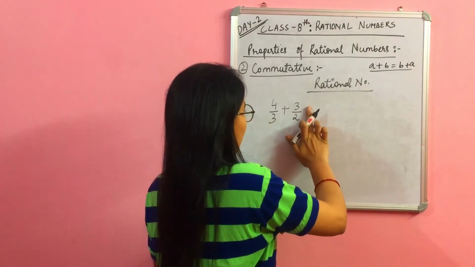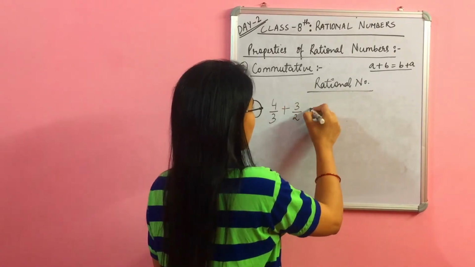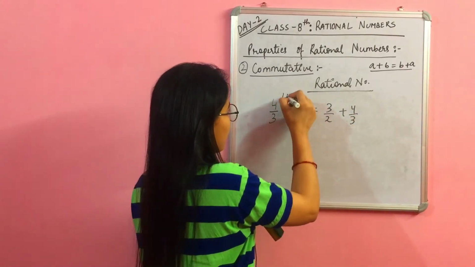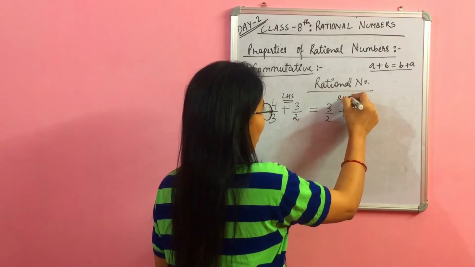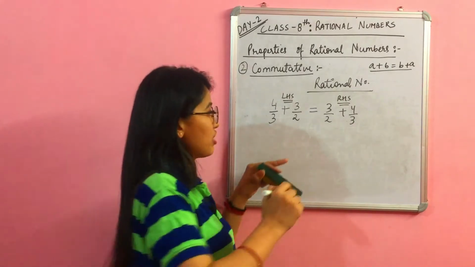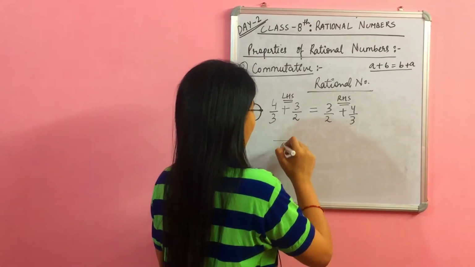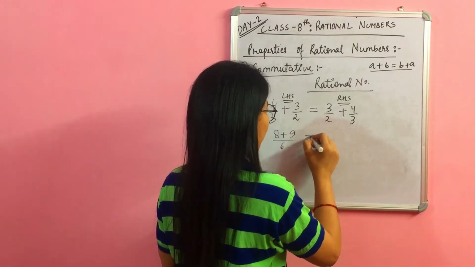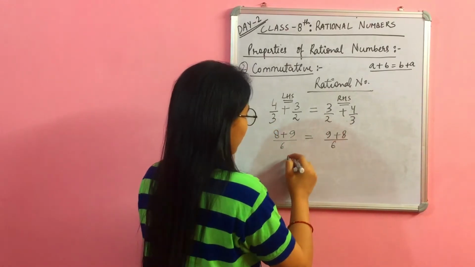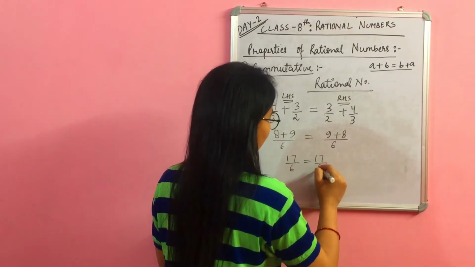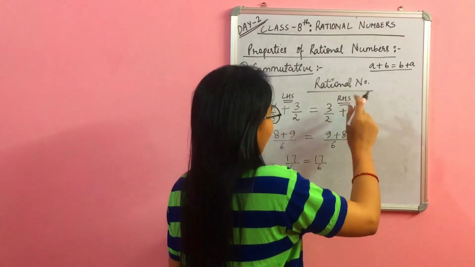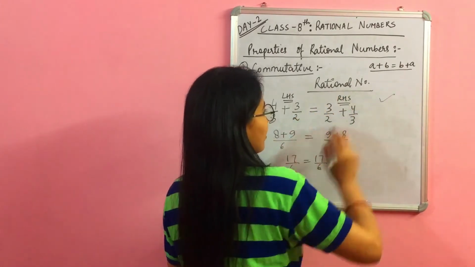If I am adding these two rational numbers, what will I have? Let us see these two. This should be equal to 3 upon 2 plus 4 upon 3, right? This is our LHS and this is our RHS. This must be equal. So clearly you can check these two will be equal. This is our 6 and this will be 8 plus 9. Similarly, this is 6 and this will be 9 plus 8. And this will be 17 upon 6 is equal to 17 upon 6. So LHS is equal to RHS. We can clearly say that in the case of addition, our commutative property is satisfying, right?